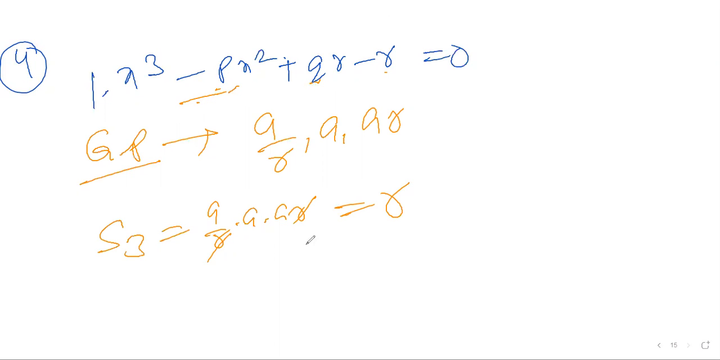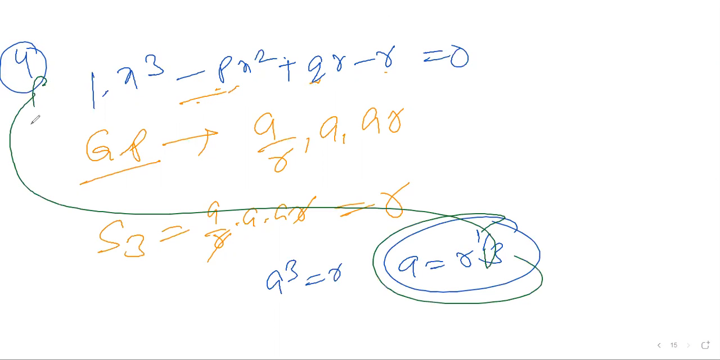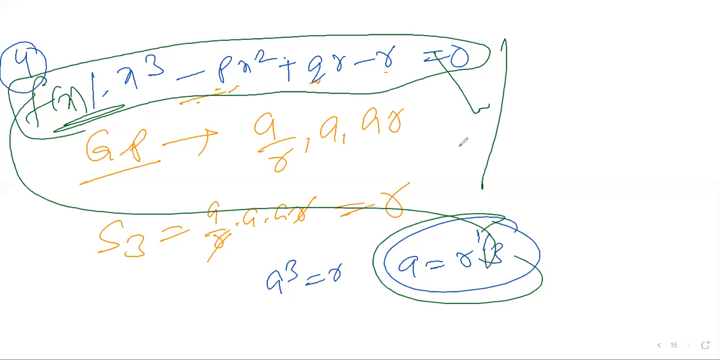So A cube is equal to R. A is equal to R power 1 by 3. This R power 1 by 3 is the root of f of x. You will get a condition according to your textbook, whatever the text there mentions. You'll get an answer like this: p cube r is equal to q cube. This is the answer you'll get. So this is the way you can do these things conveniently. Am I clear? Clear, sir.